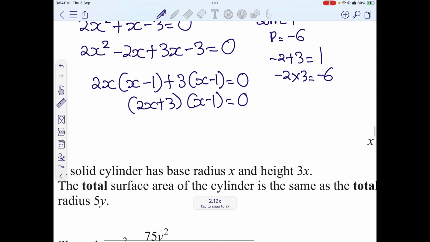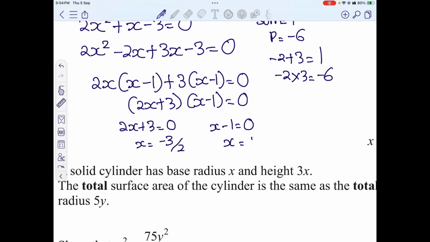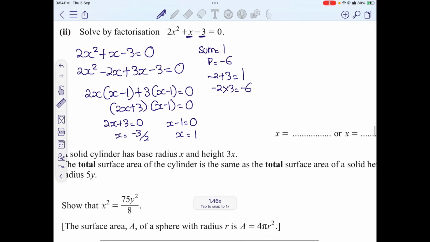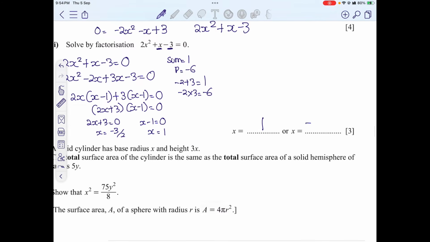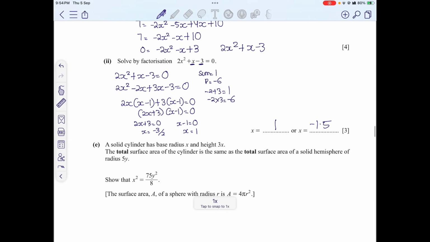Since they are being multiplied, that means either of them can be equal to 0. So 2x plus 3 can be 0, and x minus 1 can be 0. So in that case, x could be negative 3 by 2, or x could be 1. Negative 3 by 2 is negative 1.5. Alright, I hope this is clear.